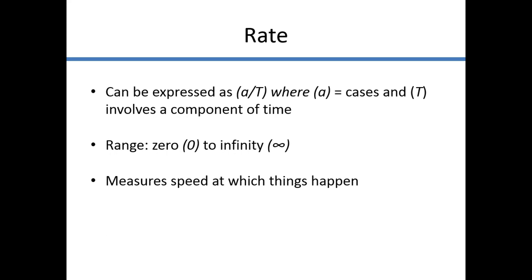So here's some fancy footwork. This can be expressed as A over T, where A is the cases, new cases, always new cases, and T is a component of time. And this range is not a percent, it's not 0 to 1, it's 0 to infinity. It measures the speed at which things happen. It's more precise in terms of incorporating time than a risk. But it's not as intuitive as a risk.